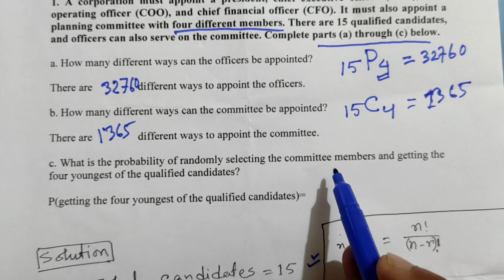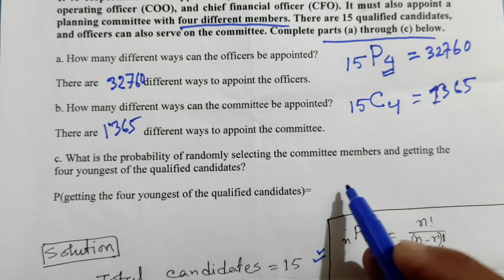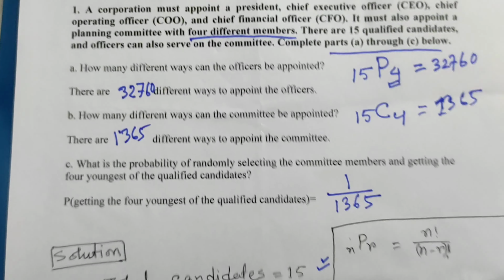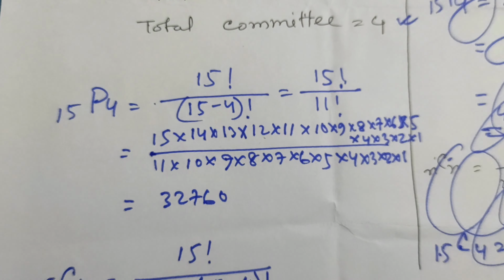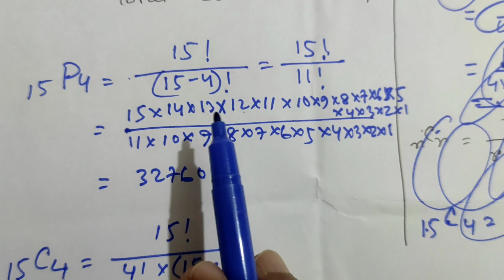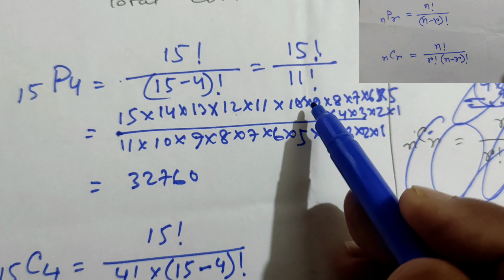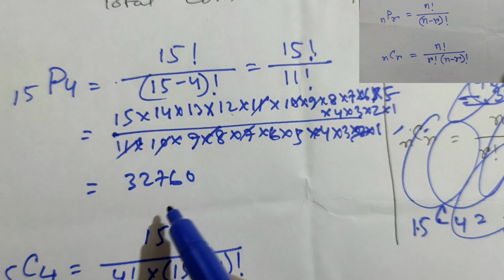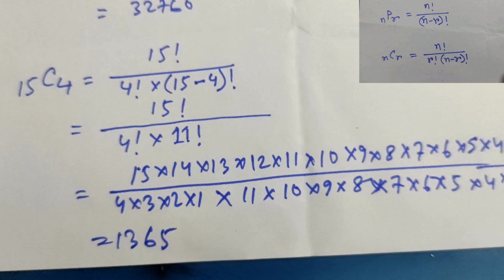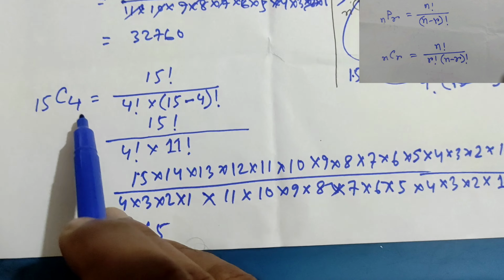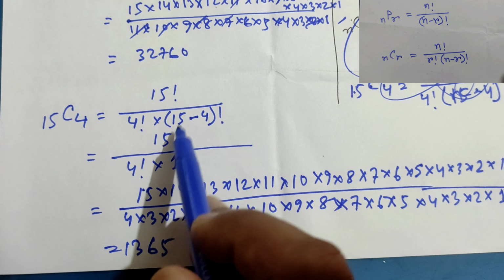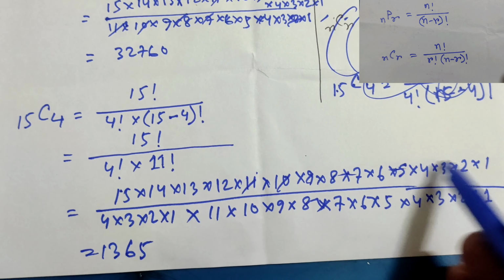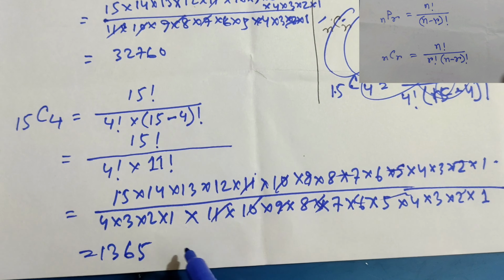What is the probability of randomly picking a committee in which the members include the youngest qualified candidate? This is 1 over 1365. If you want to know the simplification, the simplification of 15 P4 is 15 factorial over 15 minus 4 factorial, so we get 1365.